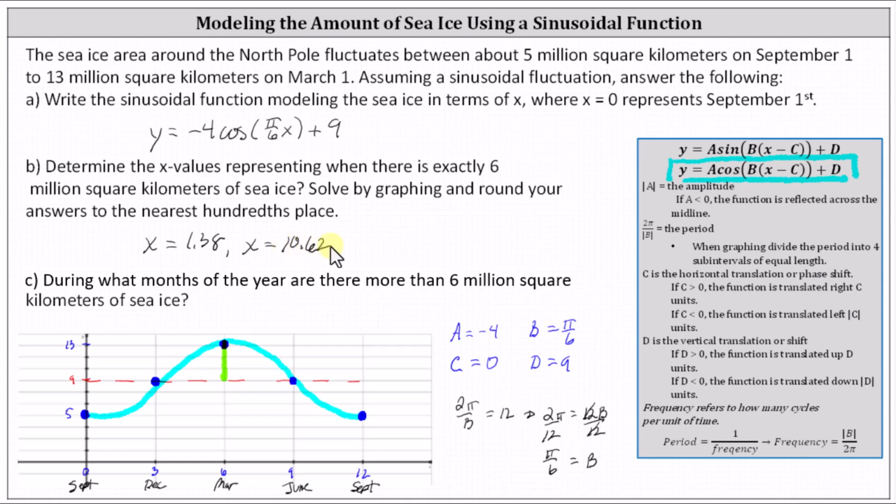For part C, during what months of the year are there more than 6 million square kilometers of sea ice? Well, we know x equals 0 is September 1st, which means x equals 1 is October 1st, x equals 2 is November, x equals 1.38 is in October, so we'll say from October to x equals 9 is June 1st, x equals 10 is July 1st, x equals 11 is August 1st, 10.62 is in July, and therefore we'll say from October to July. I hope you found this helpful.